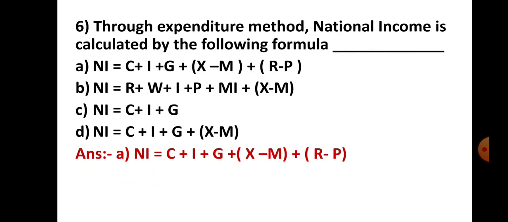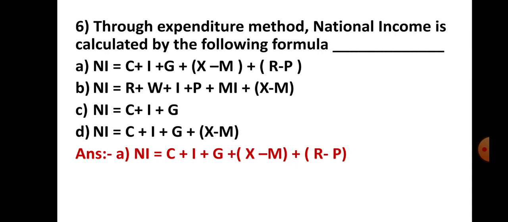Through expenditure method, national income is calculated by the following formula dash. And here four formulas are given and they are in the form of A, B, C, D. You have to choose any one option, that is your answer. And here answer is option number A.